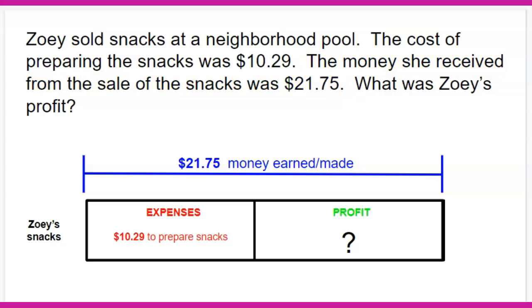What equation can help you find Zoe's profit? When we think about calculating profit, we think about what is missing, the part or the whole. Since we have a missing part, we know that we will need to subtract. You can find the profit by finding the difference of the money received and the expenses. Now it's time to do the math work. What was Zoe's profit?